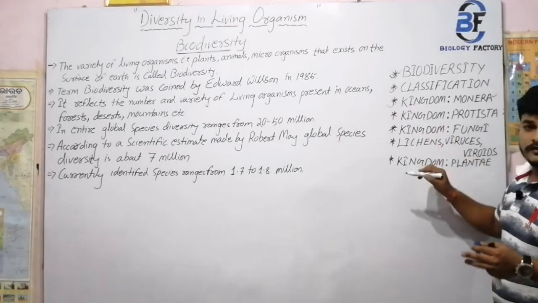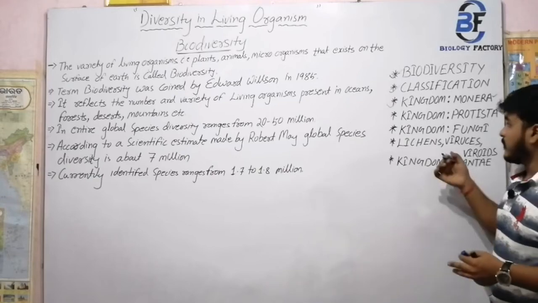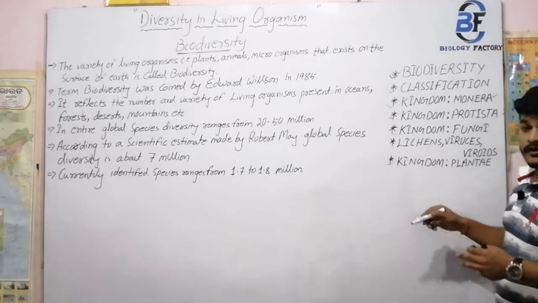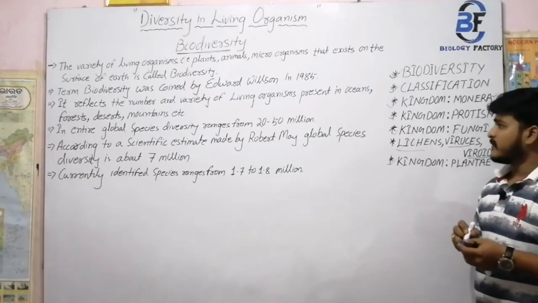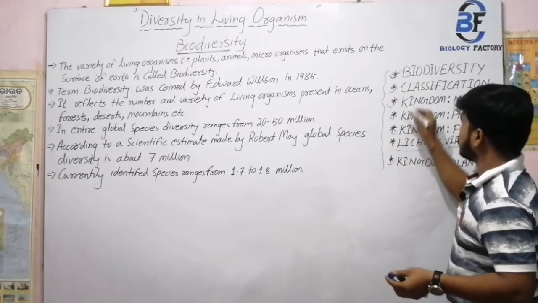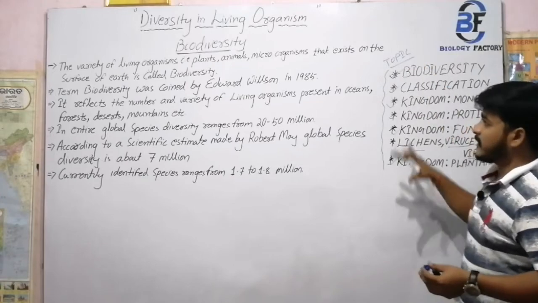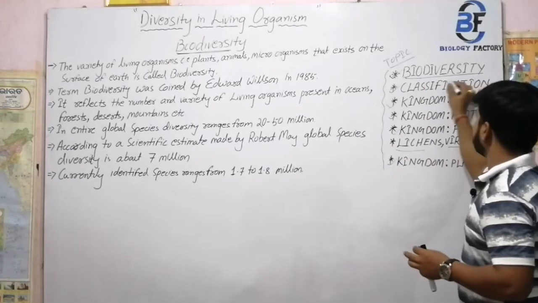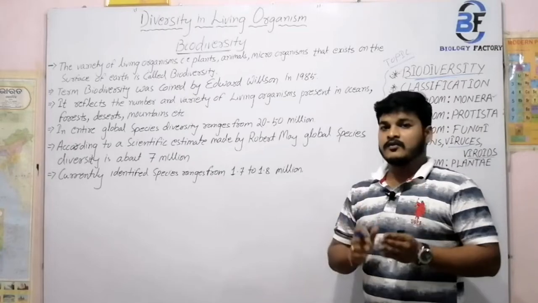We briefly discuss Monera, what Monera is, and some examples of the Monera group. Next, the kingdom Protista, fungi, and Plantae. We also discuss lichens and viruses. So these are the topics which are included. We study this much in this unit. Our very first topic is biodiversity, so we discuss biodiversity first.